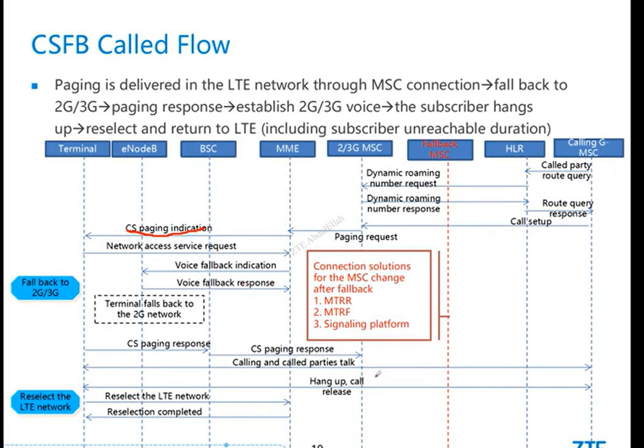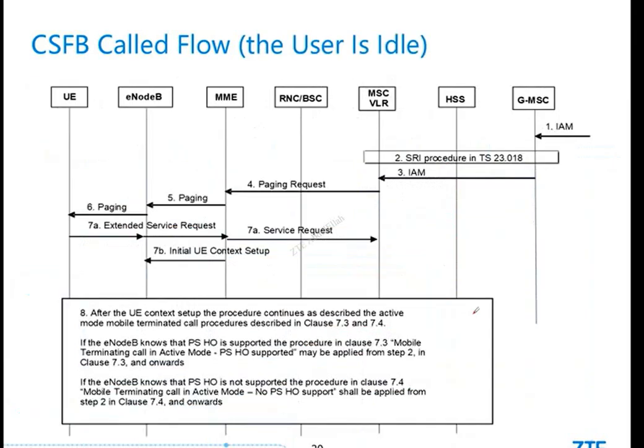So the next question is similar to the previous one. And they also have some technologies like MTRR and MTRF. These two technologies we will also introduce in the next pages. Okay, and this is the CS fallback call flow in idle mode. In idle mode, the UE first receives the paging, and then sends an access service request. And after that, it will initiate the services.